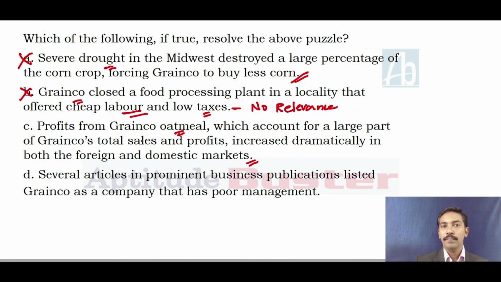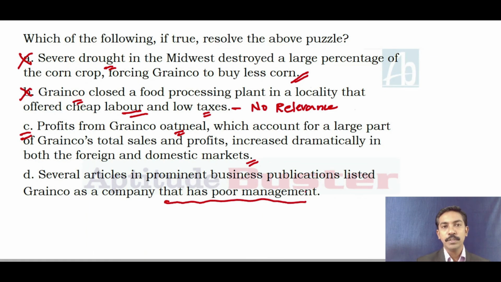Now that would explain why even though cornflakes profit is coming down, how Grainco managed to gain a good value for its stock. So option C, yes, provides an explanation for the increase in its stock value. Let's keep it. Option D, several articles in prominent business publications listed Grainco as a company that has poor management.